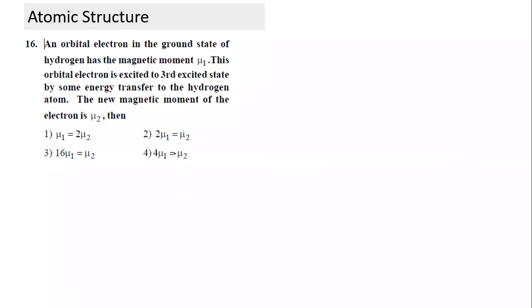An orbital electron in the ground state has a magnetic moment of mu1, and this is excited to the third excited state. When we excite, there has to be some energy transfer. When the electron changes its orbit, its magnetic moment may also change. So what is mu2? How is it related to mu1? That's what the question is. Some of you should be able to answer this question.